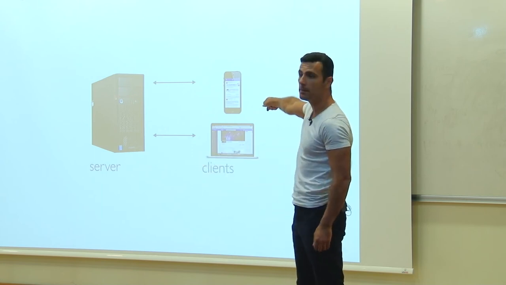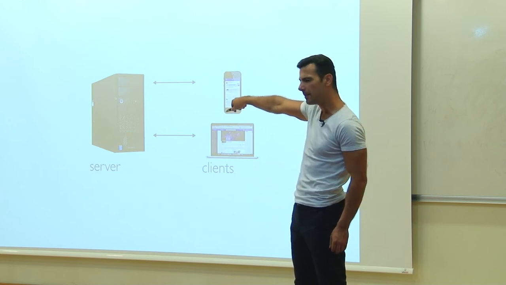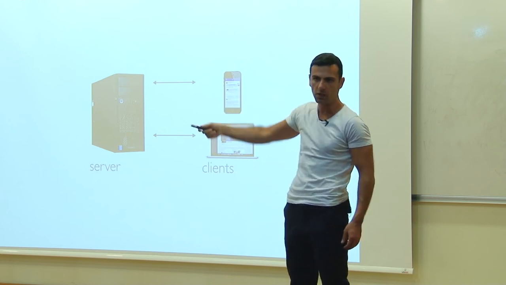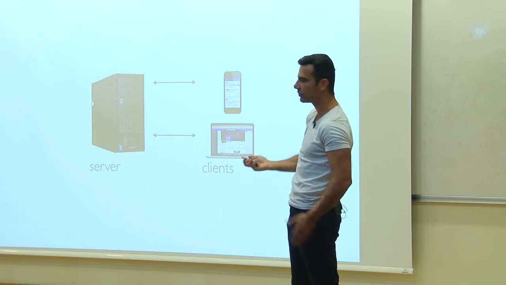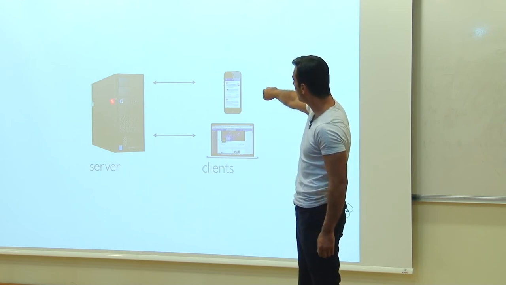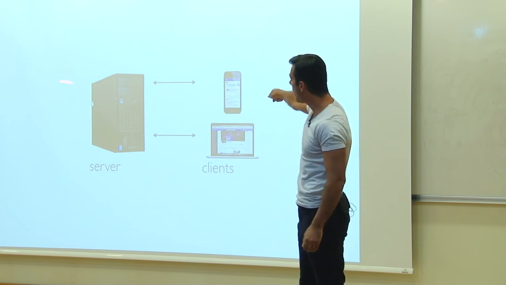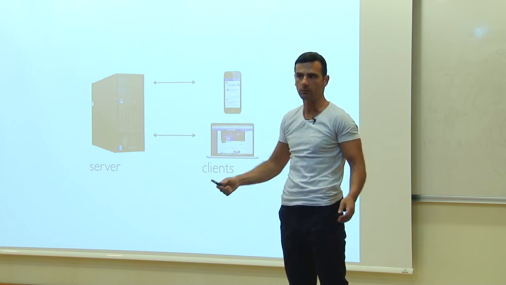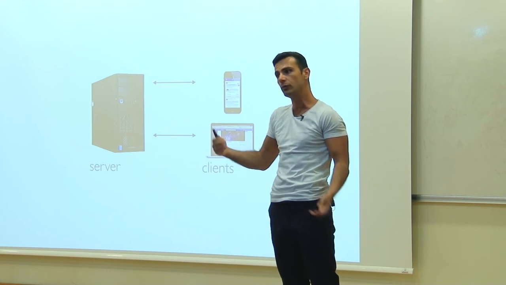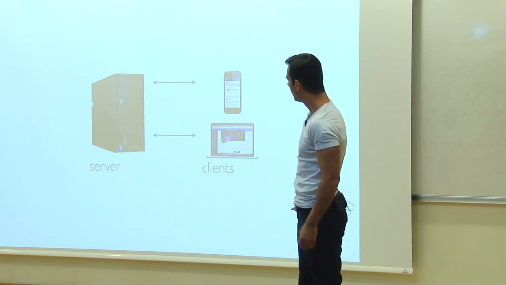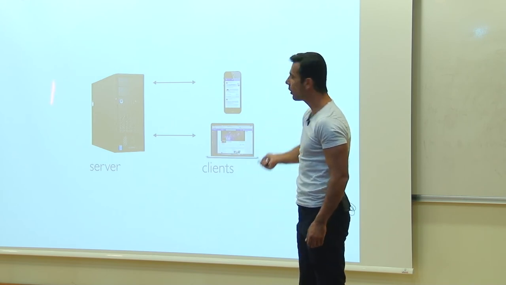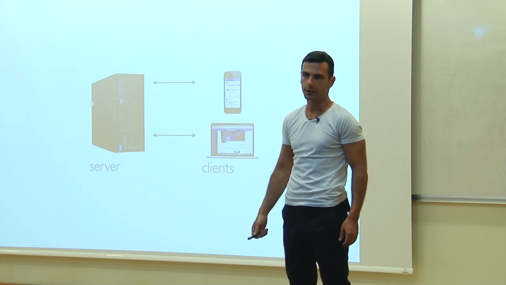It then looks at it, maybe looks up the username and password in the database, to see whether this user is actually registered with Facebook. If they are, then maybe it sends back their profile. If not, maybe it sends back an error saying invalid username and password, log in again. So this is what we call a client-server architecture.